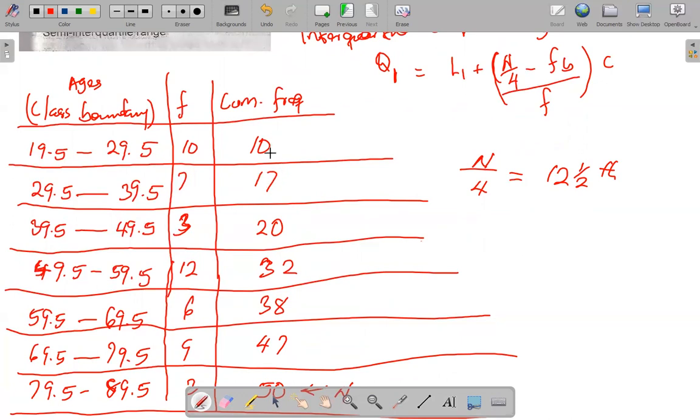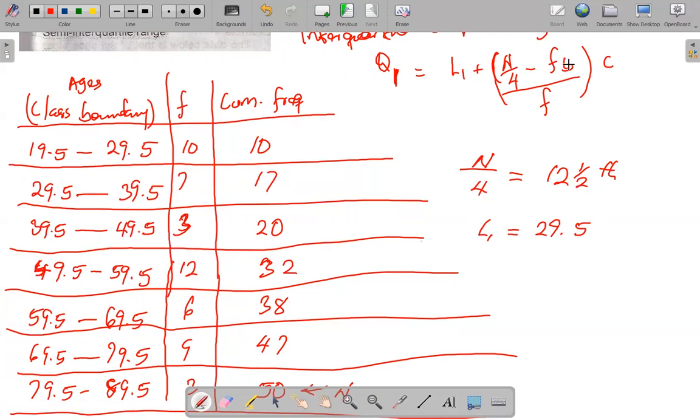Anything from 10.5 upward, or 10.1 upward, we have to go to the next item. So 12 and a half lies in this one. L1, which is the lower class boundary of the quartile, in this case the lower quartile, is 29. So you trace that 17 to your class boundary, the lower is 29.5. So L1 is 29.5. N over 4 is still 12 and a half.